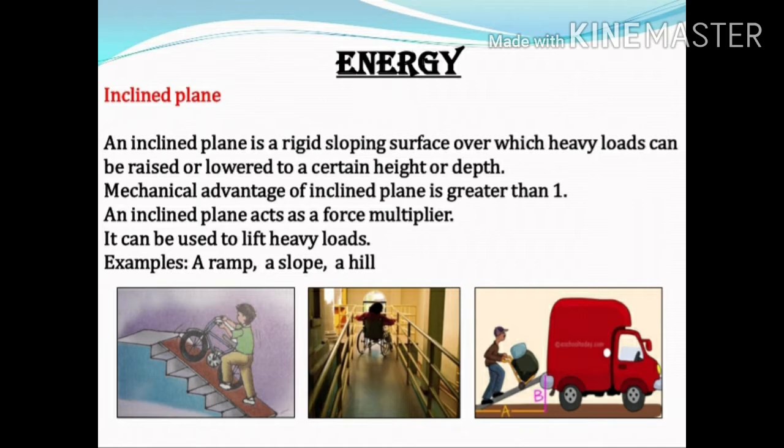My dear students. Today we will continue chapter number 4, energy. So first, inclined plane. An inclined plane is one of the 6 simple machines. An inclined plane is a sloping surface, that is, it is a rigid sloping surface over which heavy loads can be raised or lowered to a certain height or depth.